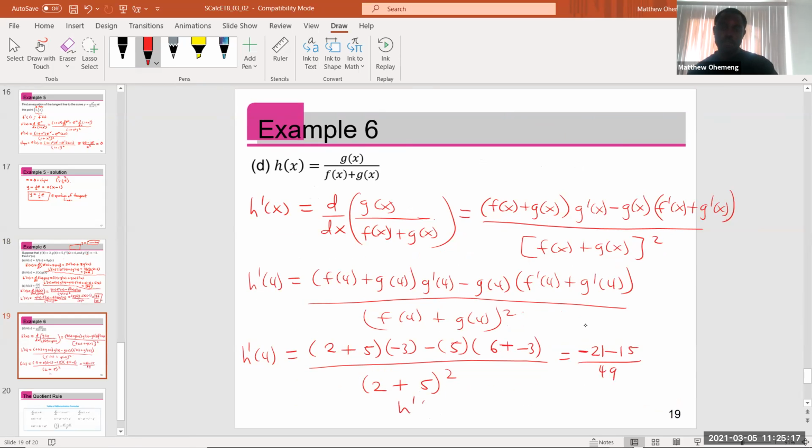So h prime of 4 is therefore equal to what? Negative 21 minus 15 will give us negative 36 over 49. And that would be our final answer. So I hope you understand how we approach these questions. Do you have any issues here? And this is the last example in this section. We are done with 3.2. Any questions?